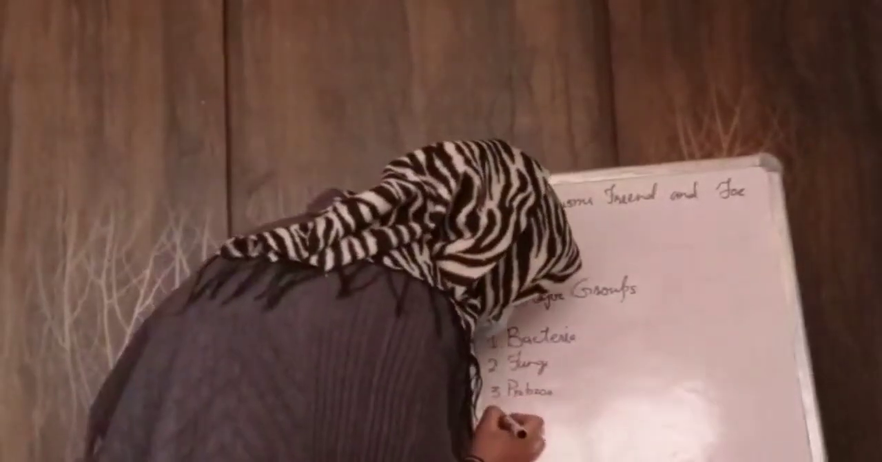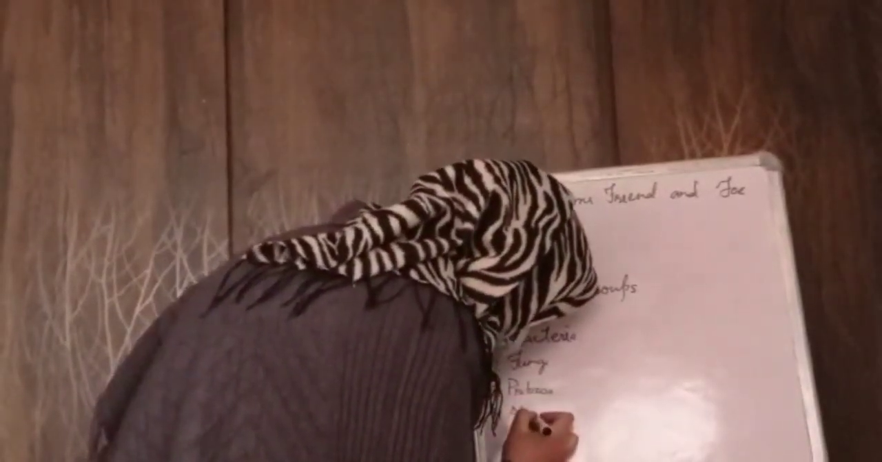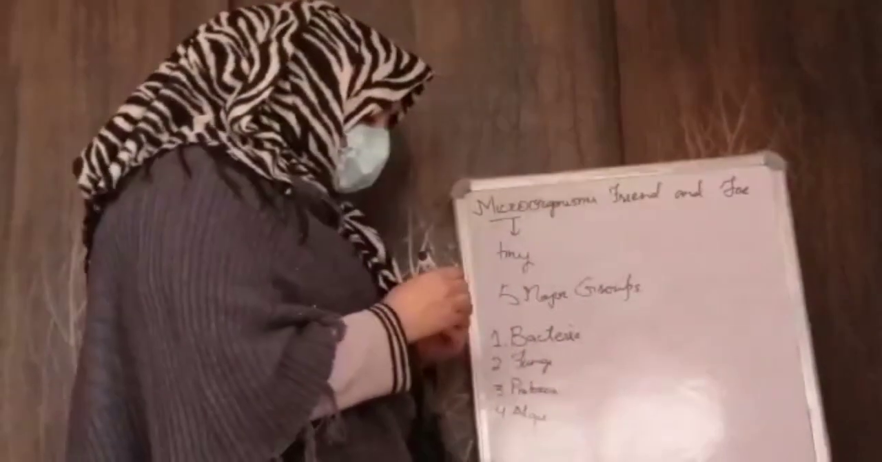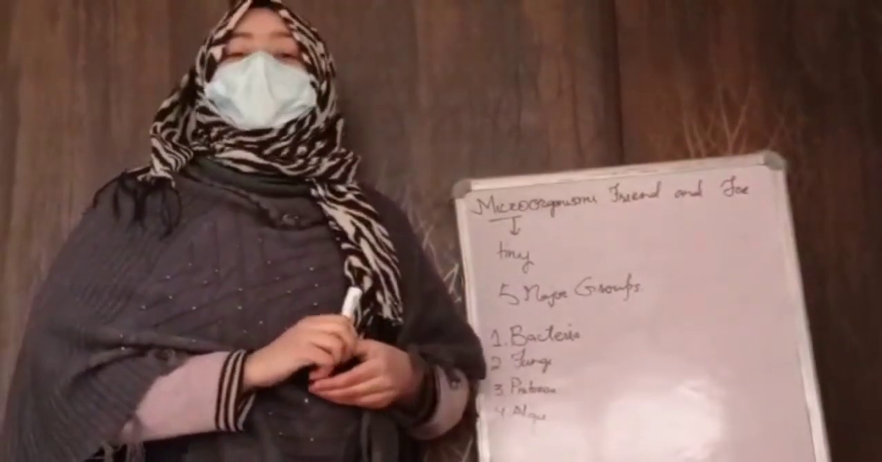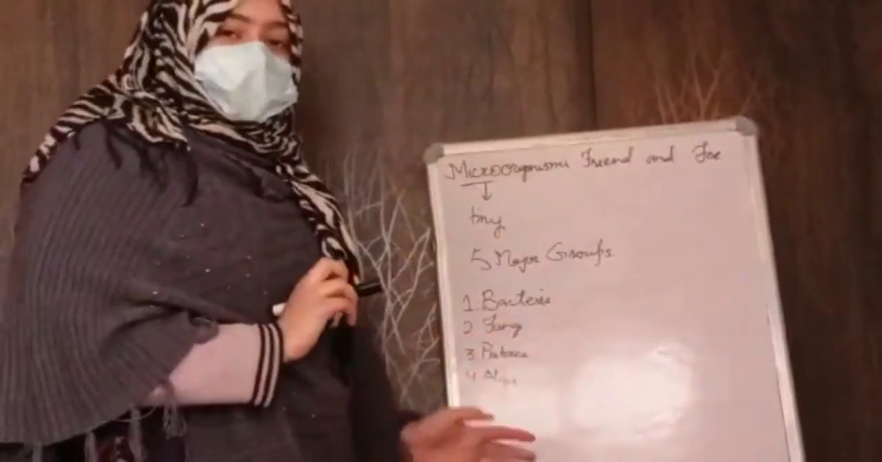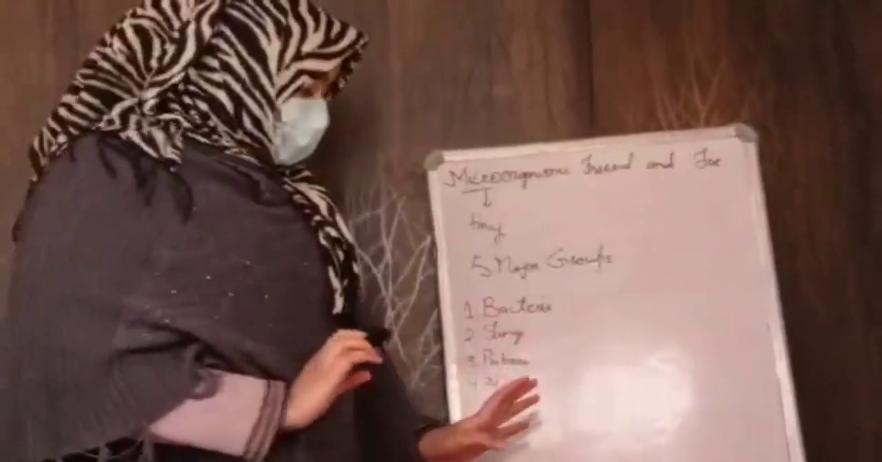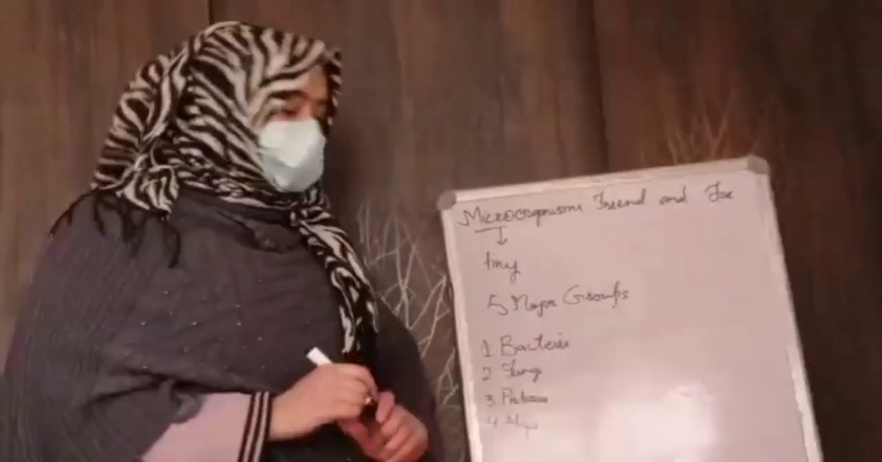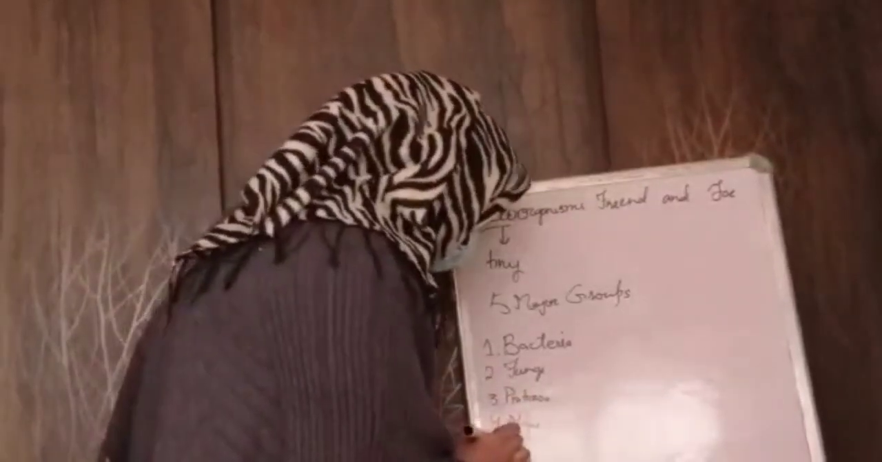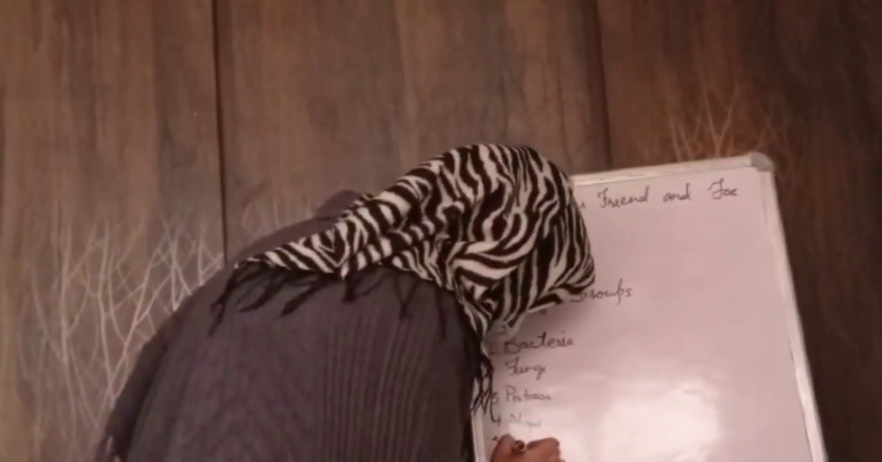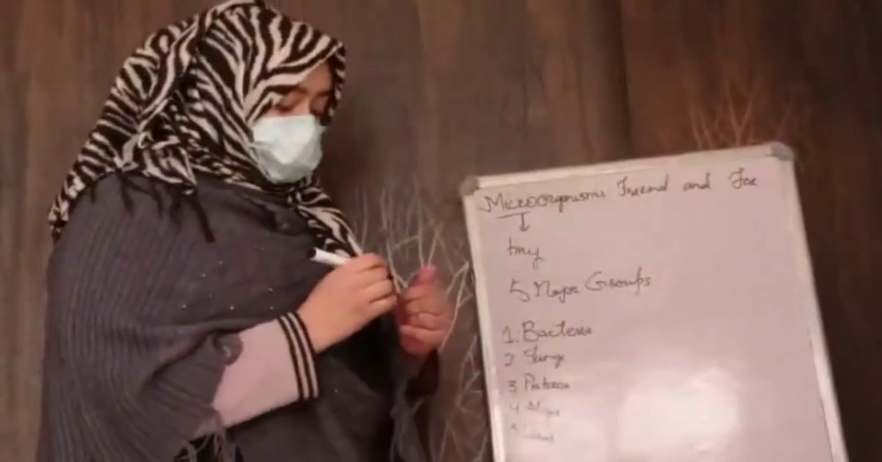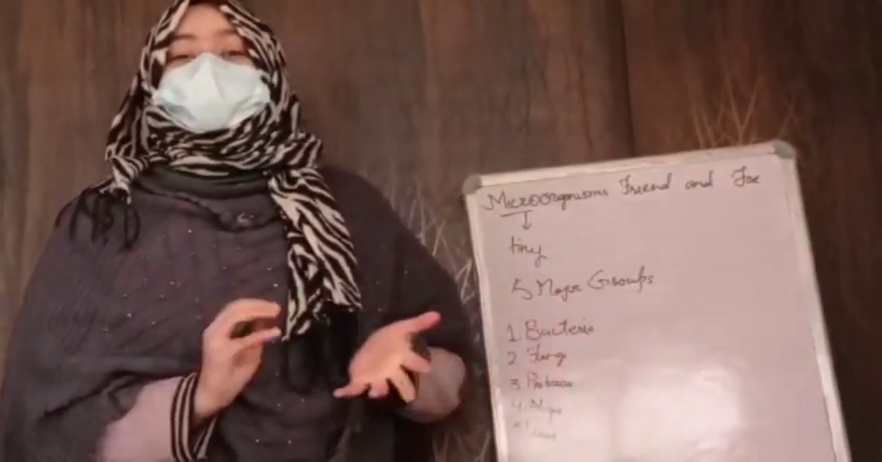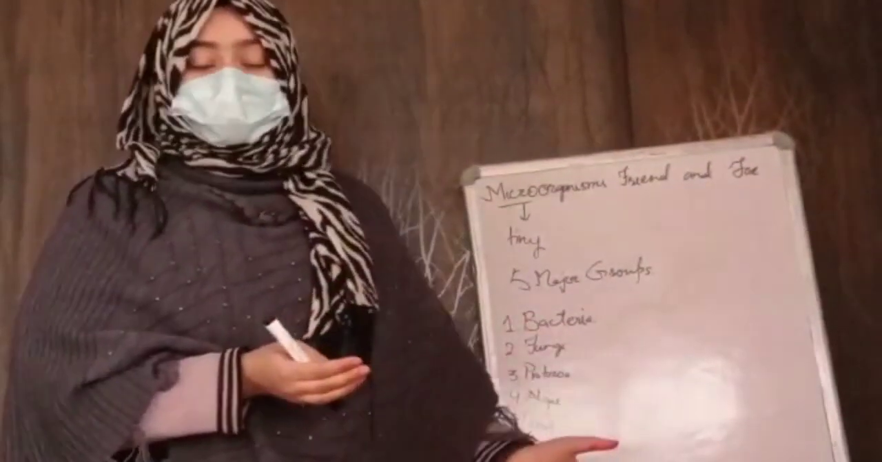And the fourth one is algae. It is a multicellular photosynthetic microorganism, and the example in algae is spirogyra. And the fifth one is virus. I'm sure that we are well aware of virus, the current pandemic, the current virus that is going all around the globe, that is coronavirus, COVID-19.